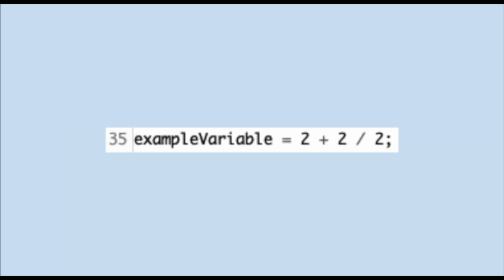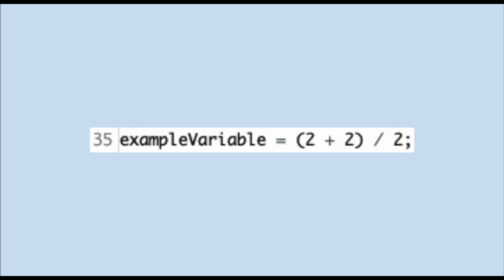This image is an example of PEMDAS. The division will take place first, giving a value of 1. Then it will be added to 2, leaving us with a value of 3. On the other hand, in this equation, the addition inside the parentheses will be performed first, leaving us with a value of 4 before being divided by 2, leaving us with a value of 2.